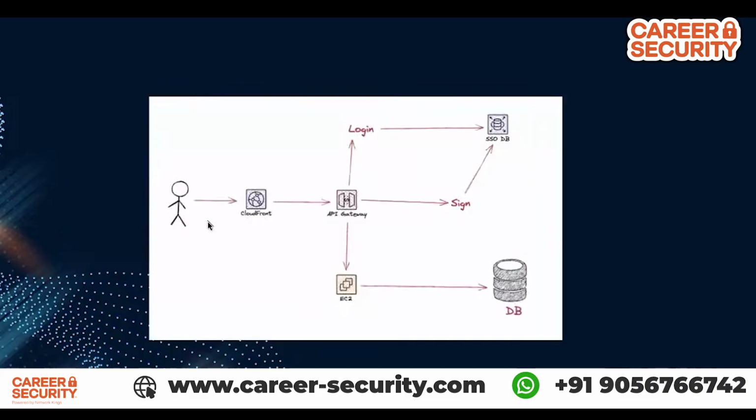Now, taking the example of a normal application, where a user is there, CloudFront, then the API gateway. In the API gateway, there is login as well as sign up functionality, and there's an SSO DB which stores all of the details of the user. Then there's an EC2 instance on which our application is hosted, and then there is our DB in which everything related to the activity that is happening is stored. So there are two DBs, one for users, one for activity.